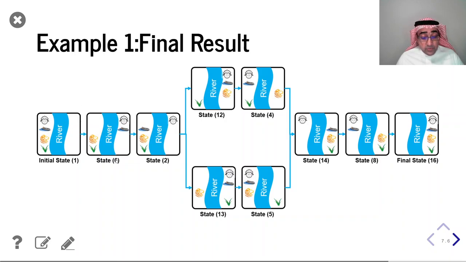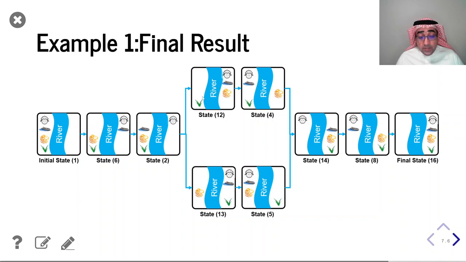Okay, so for example, from state six to state number two, I do not shift any object, I just go by myself. And from state one to six, I go with the sheep, so I shift the sheep with me, so two objects are moving. And then afterwards, I have two solutions. So I can take the lion back with me and bring the grass, and then bring the sheep back and take the lion over here, okay, and come to this state. And I have the sheep over here, and then I go back, bring the sheep, and I'm on the side.